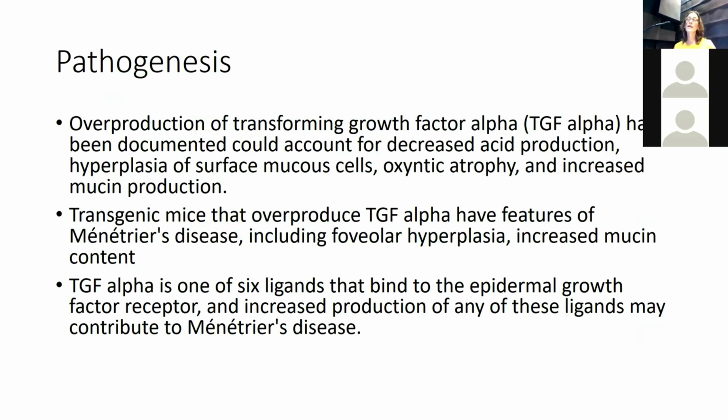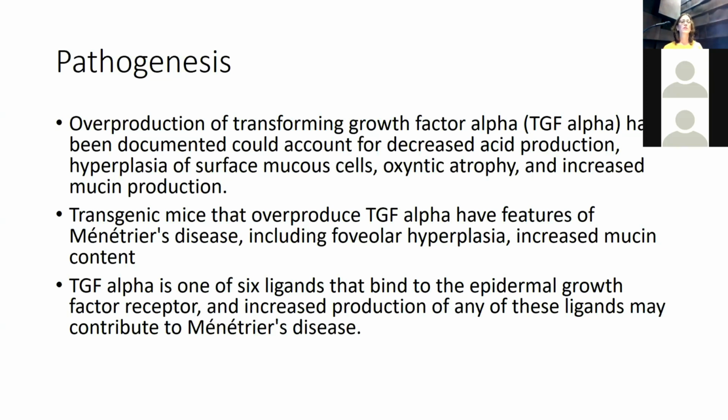Curiously, many years ago, our colleagues, I think it was at Duke, realized that the pathogenesis of Ménétrier might have to do with things in the EGFR pathway. In fact, you could make transgenic mice that overproduced a member of that pathway, transforming growth factor alpha, and you could turn them into Ménétrier mice, and they would have foveolar hyperplasia and lots of mucin just pouring out of their stomachs.